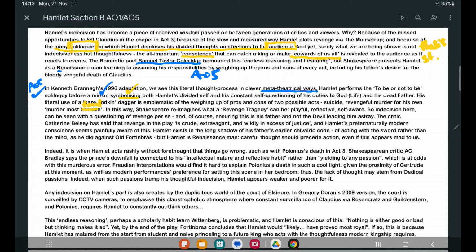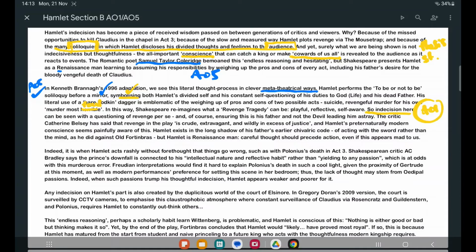Boo-boo there. In this way, Shakespeare reimagines, so this is more of AO1, critical concept to do with genre, reimagines what a revenge tragedy can be: playful, reflective, self-aware. So now I think that's quite clever there, coming back to the question, because it could look like I'm answering a different question if I'm not careful, because I'm talking a lot about thoughtfulness, deliberation, us watching his thought processes, and I'm arguing that that's not indecision, that's something Shakespeare wants us to see.